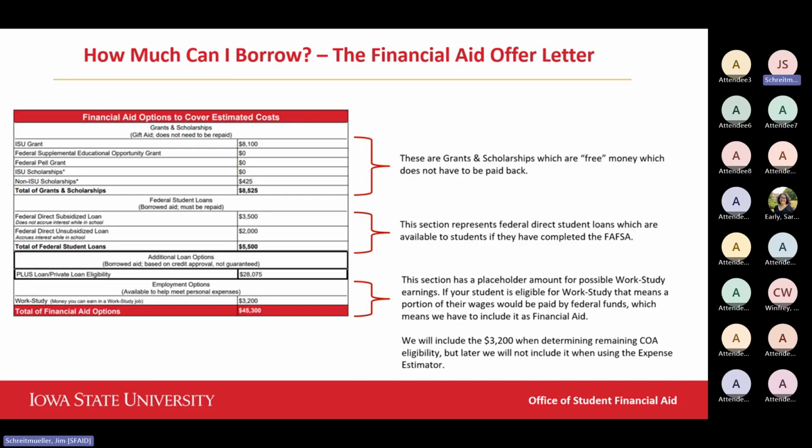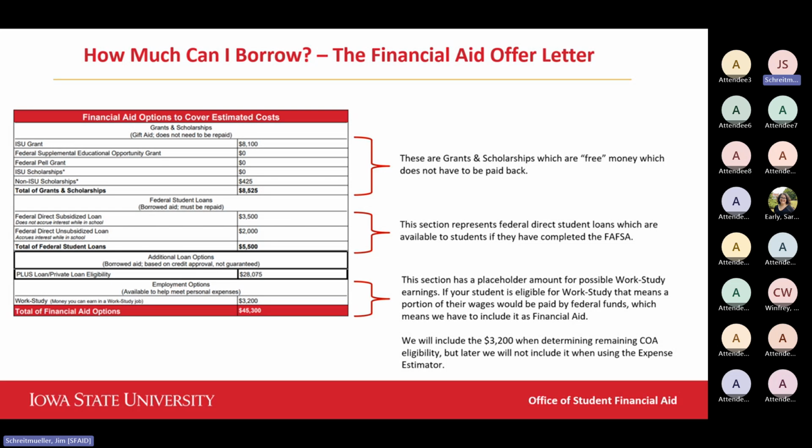So this first part, grants and scholarships, just covers grants and scholarships. This is free money that doesn't have to be paid back. The next section is federal student loans. This represents the eligibility that your student has for federal loans they can take out if they have completed the FAFSA. They will still need to accept these in Workday and complete any prerequisites for the loans to actually go out and apply towards the university bill.